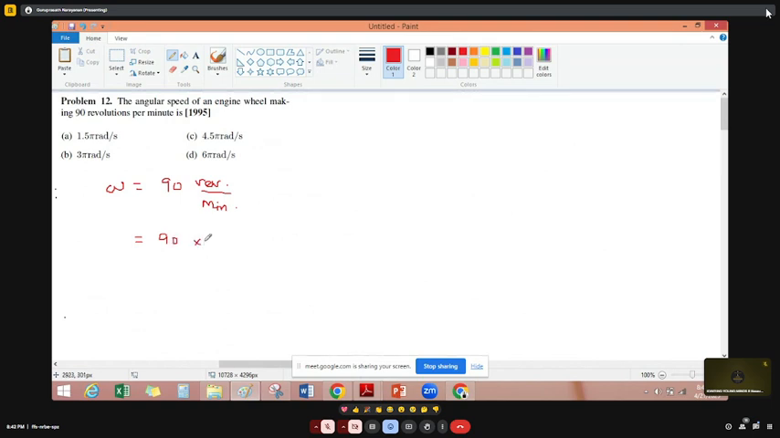One revolution is 2 pi radians. 1 minute is 60 seconds, so this will become radians per second. So do the math. 3 pi radians per second is the correct answer. Nothing very difficult, very simple.